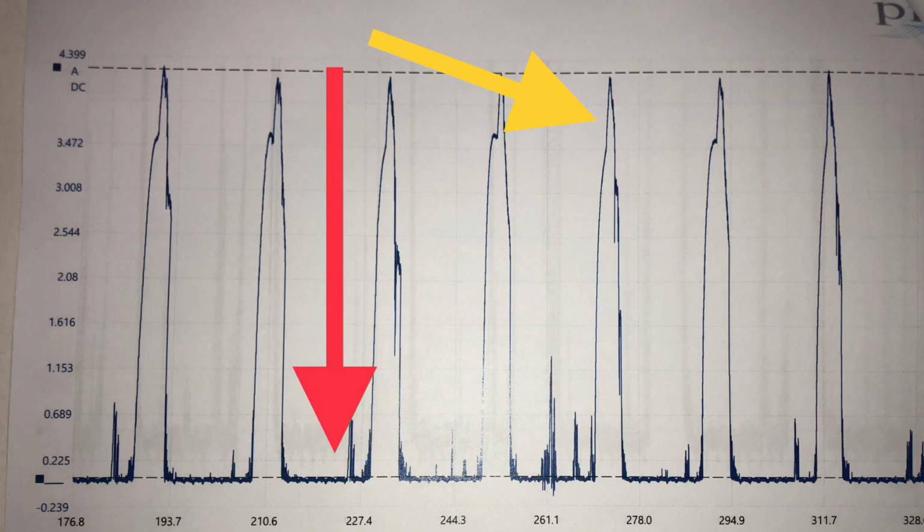That's actually what we can see at the bottom end. The yellow arrow is pointing to the peaks of these current spikes, if you like. So just over 4 amps, you can see 4.399 amps, as opposed to not even a quarter of an amp down at the bottom by the red arrow, which is what we'd expect really for the tiny little motor on this diesel intake shutoff valve.